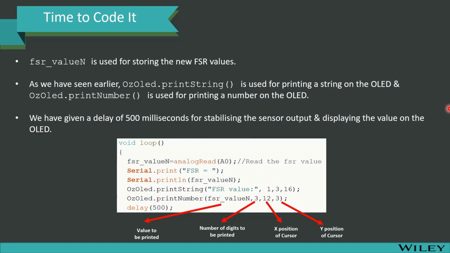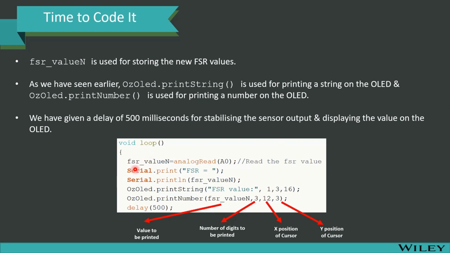FSR_value_n is used for storing the new FSR values. As we have seen earlier, the OZ-OLED.printString method is used for printing a string on the OLED, and the OZ-OLED.printNumber method is used for printing a number on the OLED. We have given a delay of 500 milliseconds for stabilizing the sensor output and displaying the value on the OLED. This delay is very nominal and you can try it out by trial and error. And you can see the code snippet that is presented in front of you.